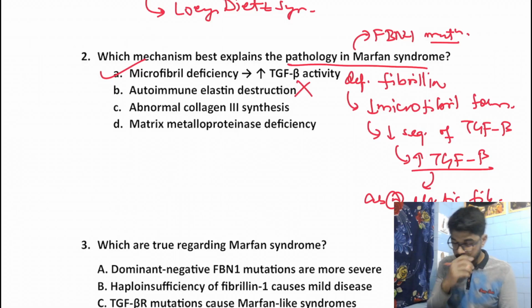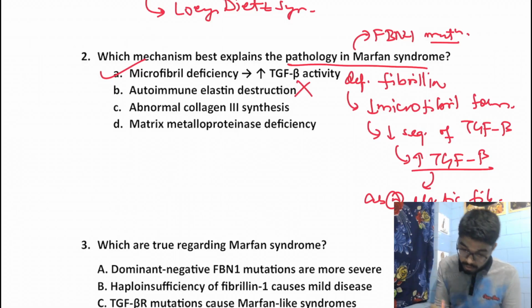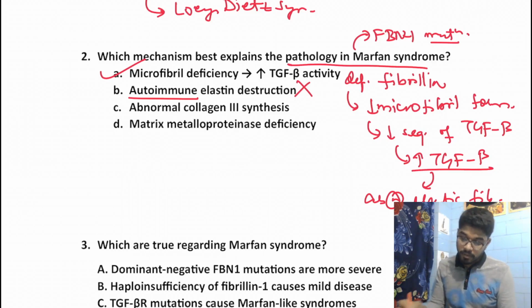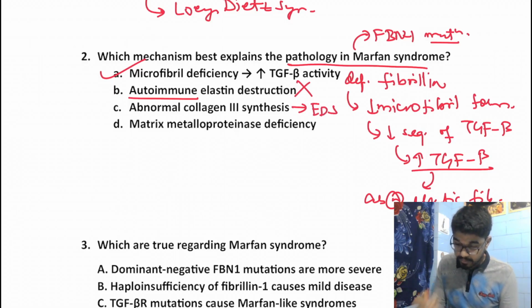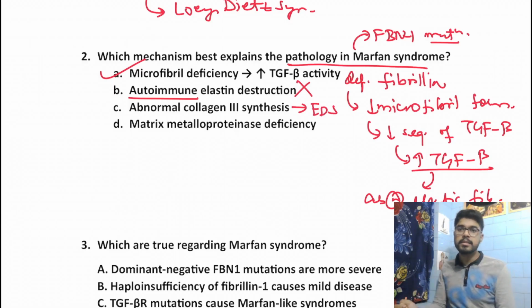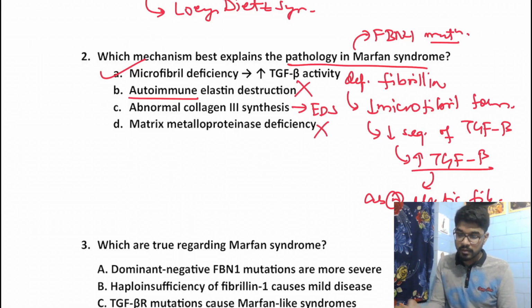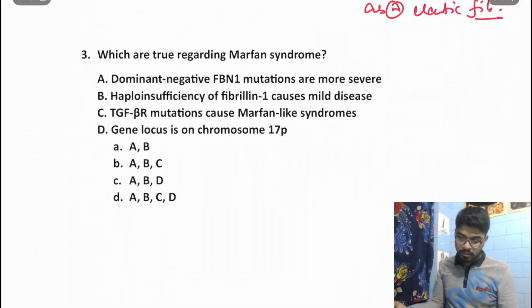Autoimmune elastin destruction, that's a false statement because there is no autoimmune relation in Marfan. Abnormal collagen 3 synthesis is seen in Ehlers-Danlos syndrome. The matrix metalloproteinase deficiency might play some role in Marfan, but majority of its defect lies in the mutation or deficiency of fibrillin. Okay. Moving on to the next question.